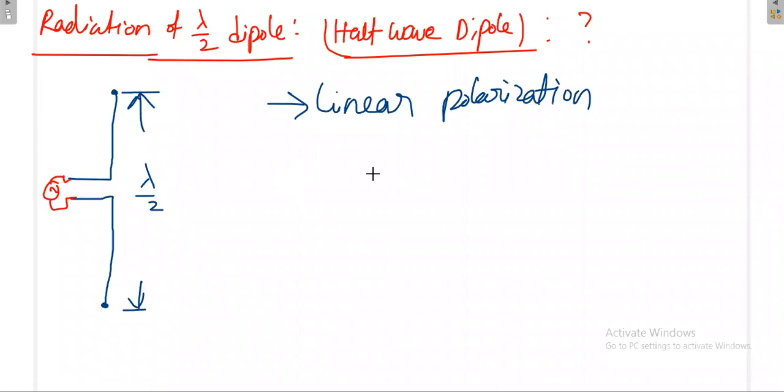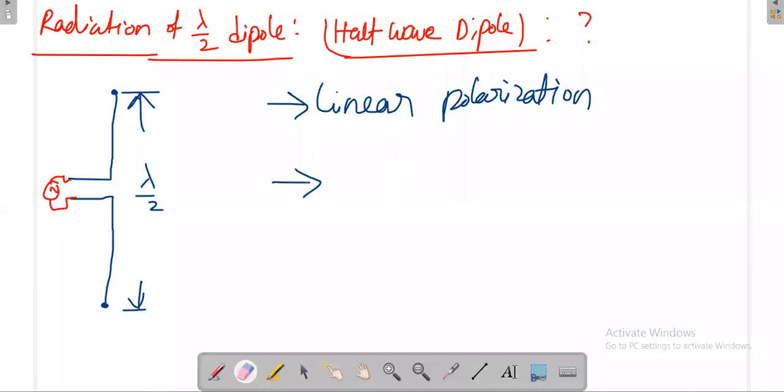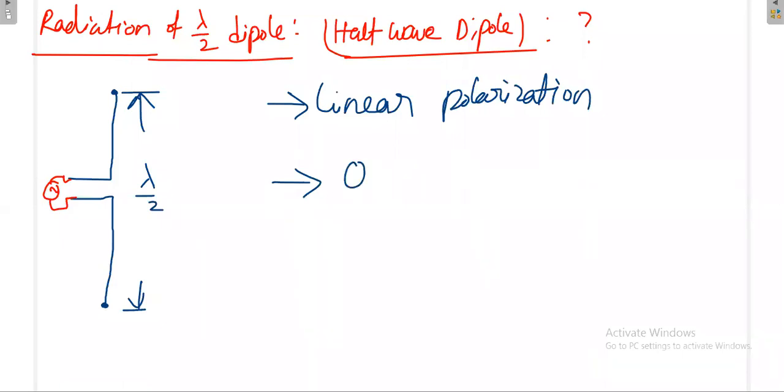and again the radiation pattern is also the same, because I have just increased the length of the antenna. That's it. So polarization remains the same, linear polarization, and the radiation pattern is omnidirectional. That means it will radiate uniformly in the horizontal plane, non-uniformly in the vertical plane. Linear polarization and omnidirectional antenna.